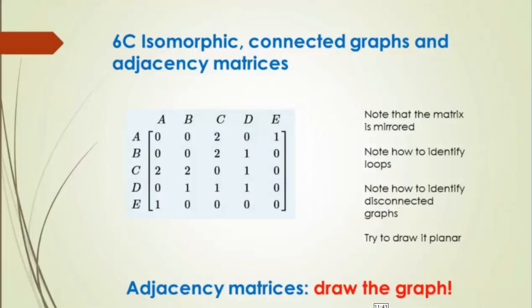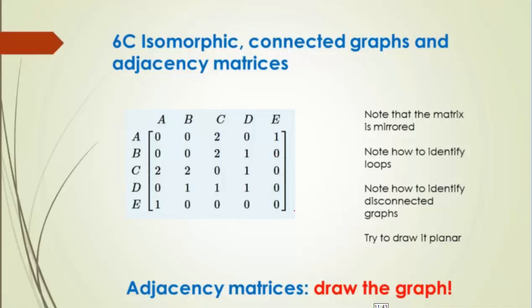Let's try that. As I just said, if you're going to draw a network off a matrix, notice that the matrix is mirrored. You only have to do some of it. How do you identify loops? Well, there's a loop on this one because there is a 1 in the D to D element of the matrix. Note also how you would identify a disconnected graph if there was one. That would have row A and column A, for instance, all zeros if A was disconnected. If E was disconnected, then row E and column E would all be zeros.